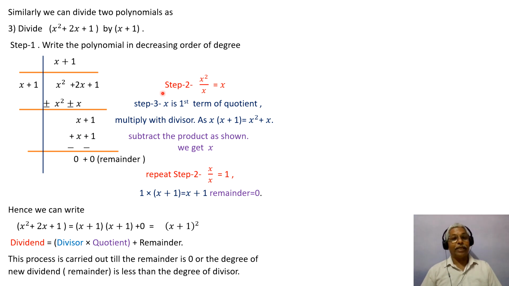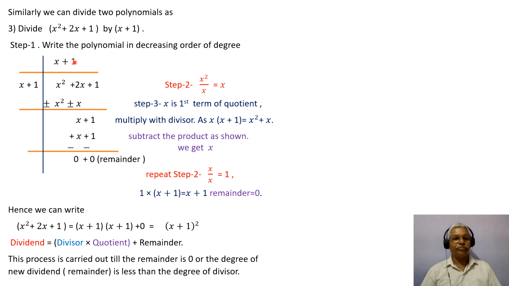Now repeat step 2 for the first term. So x upon x, see it is here, x upon x is equal to 1. Remember you have to take it along with the sign. Sign is very important. You will come to know as we proceed further in this video or in this topic. So x upon x is 1, this is plus 1. So this is the second term of the equation.